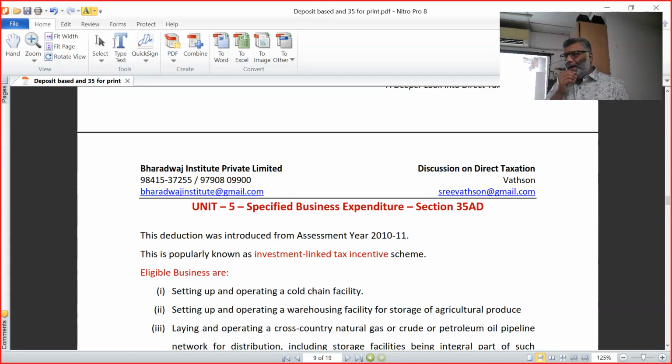I'm going into the second branch. You would have written 4 branches. The first branch is scientific research. The second branch, the most important branch from the examination perspective also, is specified business under section 35 AD. So, a small preamble before going and understanding the section will help you appreciate it.